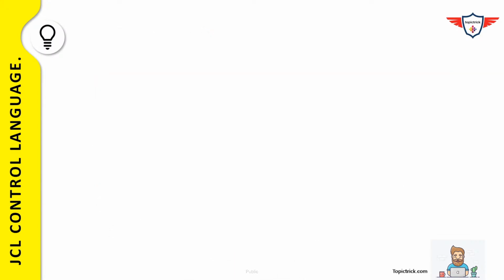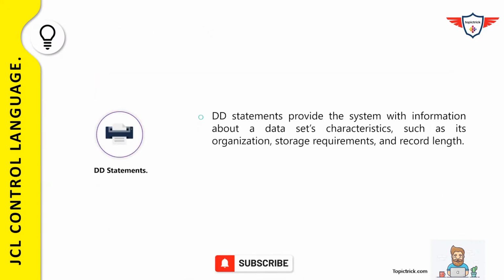Now let's focus on DD statements or data definition statements. DD statements are generally used to define datasets that you use in your programs. The data definition statement is used to define the characteristics of a dataset. When I say characteristics, that means the record length, storage requirement, and its organization. The syntax of the DD statement is a bit complex because the parameters can be coded in various combinations depending on whether the dataset is new or old, temporary or permanent, or maybe cataloged or uncataloged.